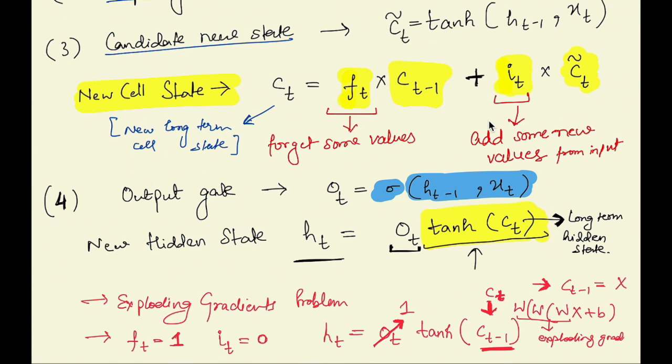But for LSTMs, we can avoid that based on the values of FT, IT, and OT. So I gave you an example where we are not multiplying it by weights. For example, here HT would be simply tanh of x, not multiplying it with weights.